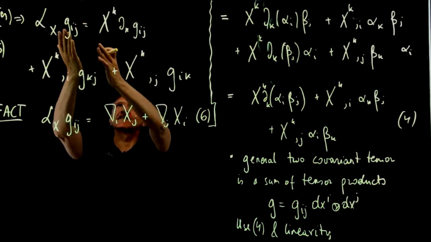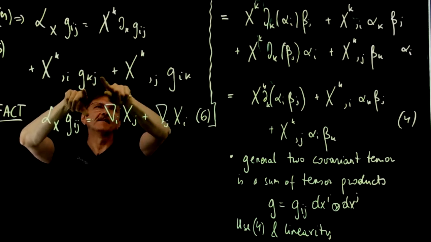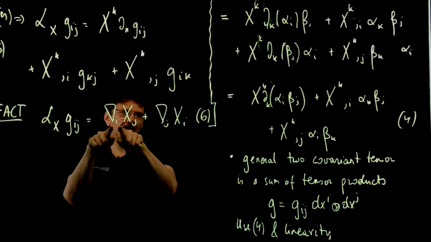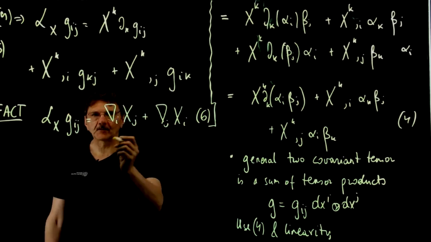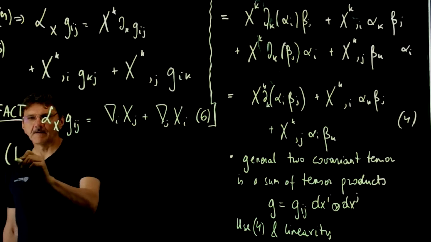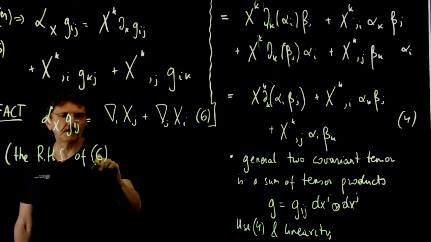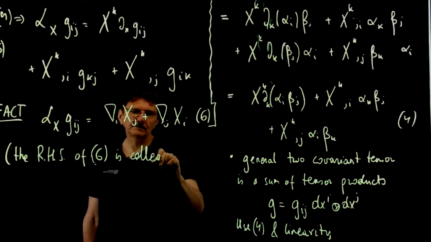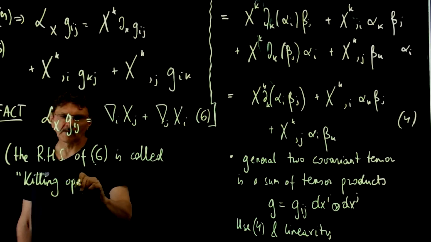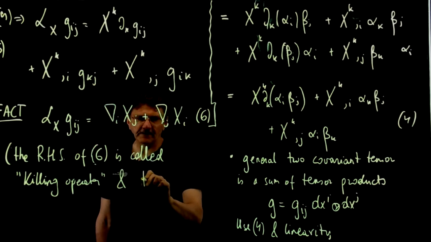Then, of course, for a general tensor, this is the formula. If Gij is a general tensor, then nothing depends upon the metric, right? This would be your tensor here. But now it turns out that if the tensor differentiating is the metric, you get this nice formula here, and this operator here is called the Killing operator. So the right-hand side of 6 is called the Killing operator. And the equation Lx g equals 0 is called the Killing equation.